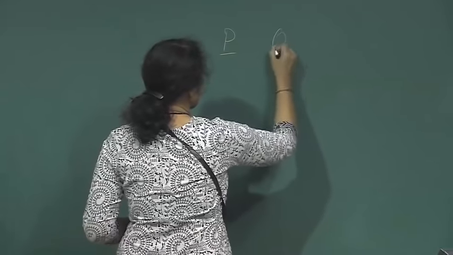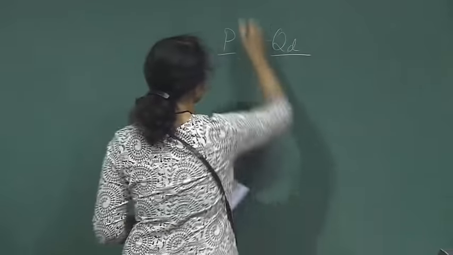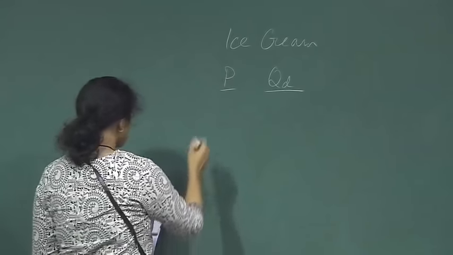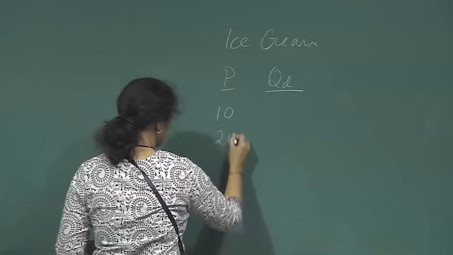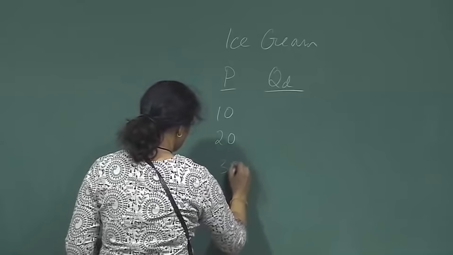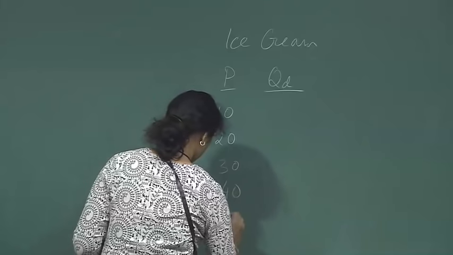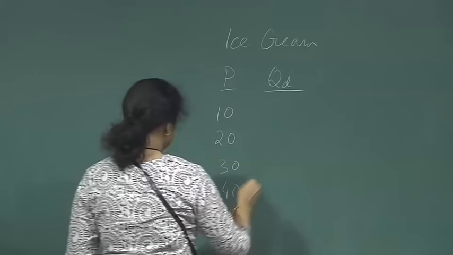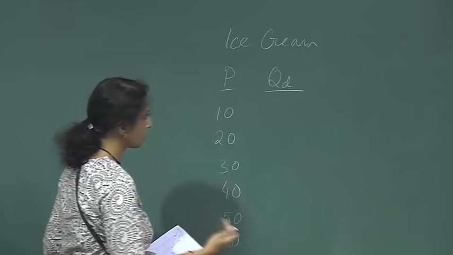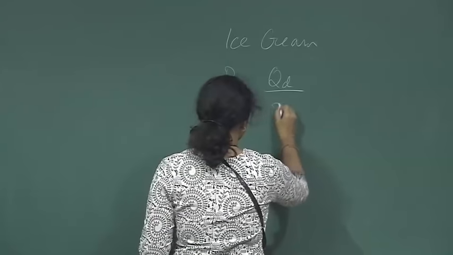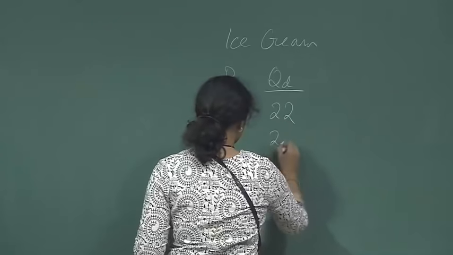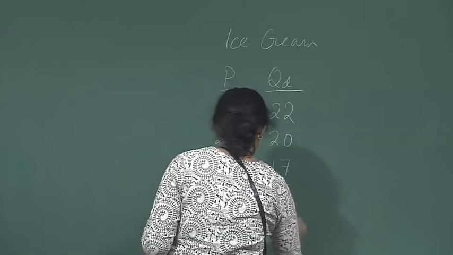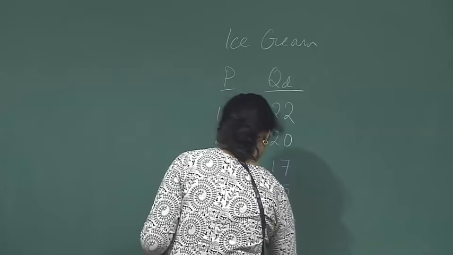These are the prices, and these are the quantity demanded of ice cream. So the prices were 10, 20, 30, 40, 50, 60, and 70. And against these prices, the quantity demanded in the market were 22, 20, 17, 15, 13, 10, and 8.